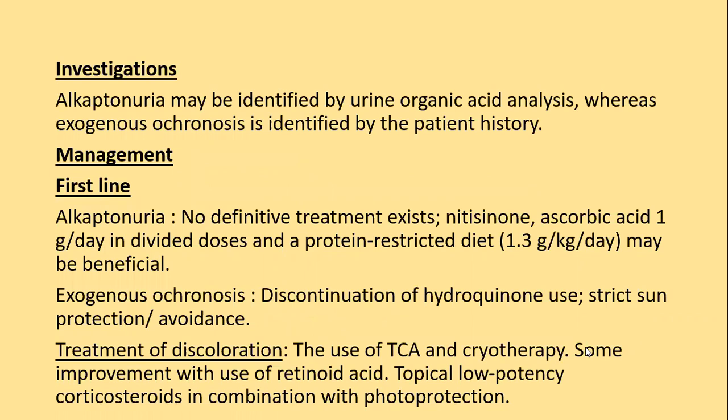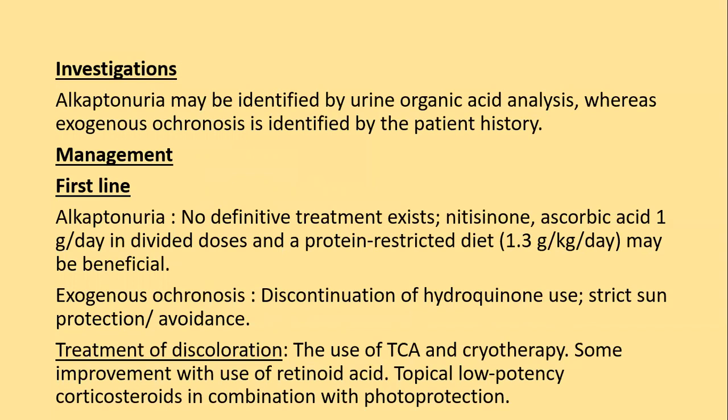Investigation. Alkaptonuria may be identified by urine organic acid analysis, whereas exogenous ochronosis is identified by patient history and maybe skin biopsy. Management. For alkaptonuria, there is no definitive treatment. Nitisinone or ascorbic acid 1 gram per day in divided doses, and protein restriction to 1.3 gram per kg per day may be beneficial.